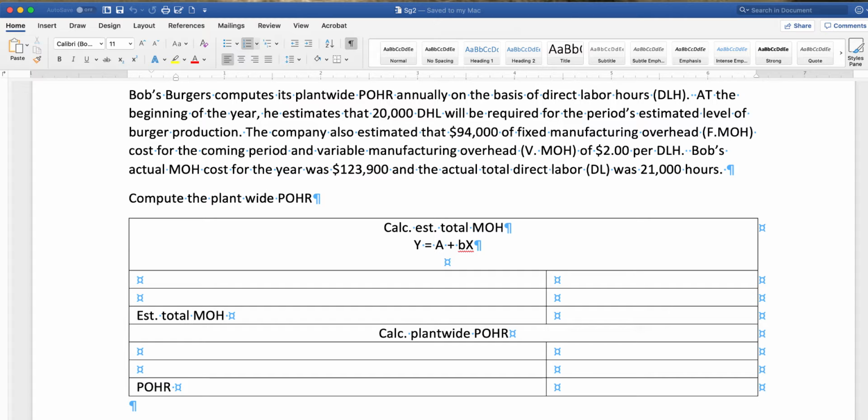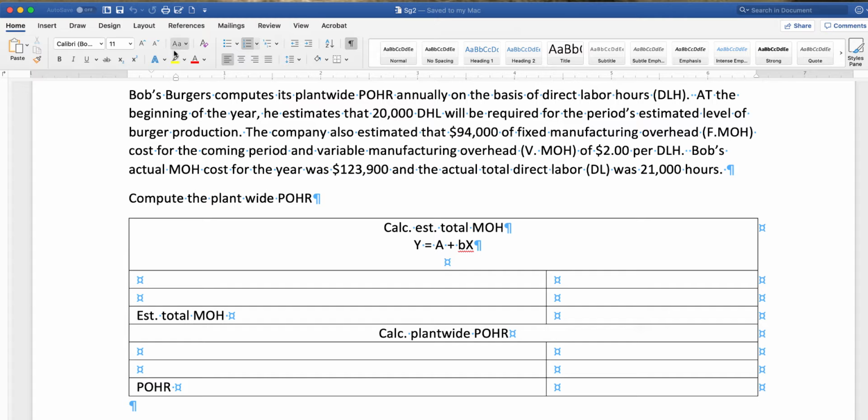Now, we need to compute the plant-wide predetermined overhead rate. Those last two sentences, or actually the last sentence, Bob's actual MOH cost and the actual direct labor hours incurred, we don't care. We're at the beginning of the period. We want to apply. We need to know how much do we apply.